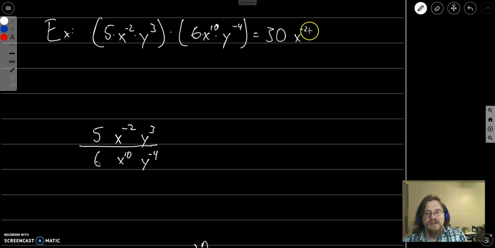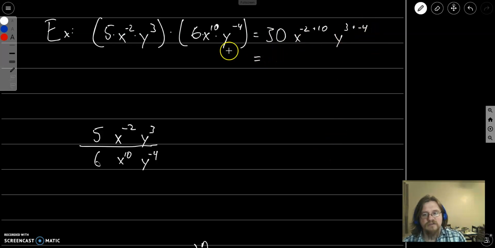It's going to be x to the negative 2 plus 10. And then the last one, I have y to the third power times y to the negative 4th power. So it's going to be y to the third power plus y to the negative 4th power.